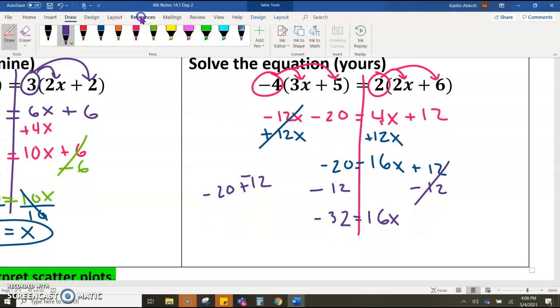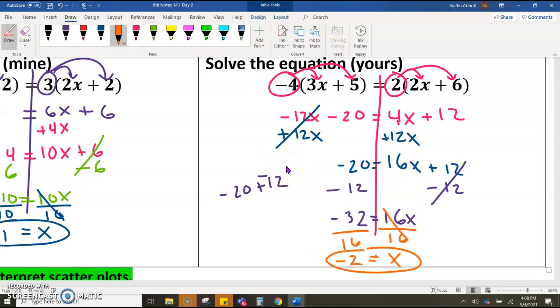Last but not least, we need to divide. So we're going to divide by 16, divide by 16, and we are left with x over here, and 32 divided by 16 gets us 2, and a negative divided by a positive is a negative. So you should have gotten negative 2. Well done. Hopefully you checked your work along the way.